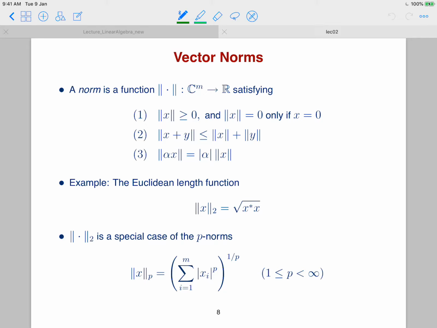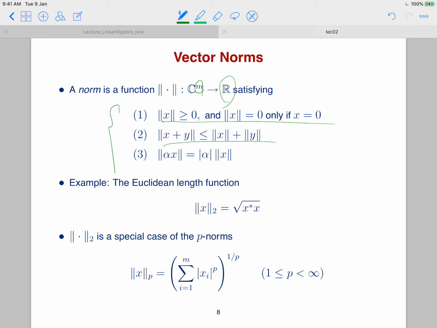So let's quickly wrap up this chapter. You guys know the norm or metric. The intuitive meaning of a norm is the vector length. Okay, vector length. So given an m-dimensional vector, it is a function mapping it into a scalar, which represents the vector length, right?